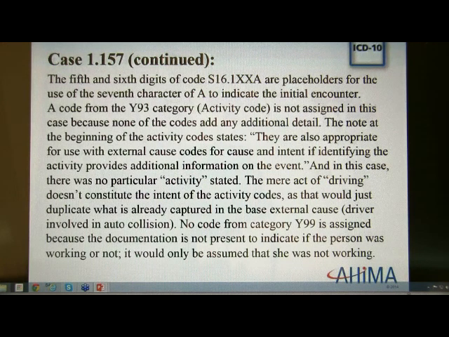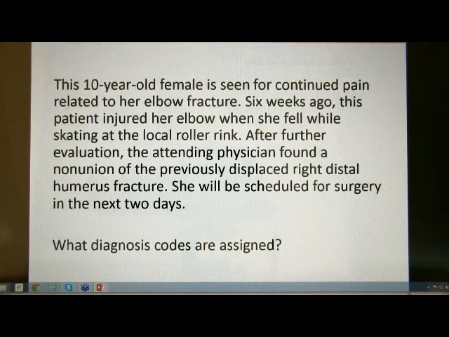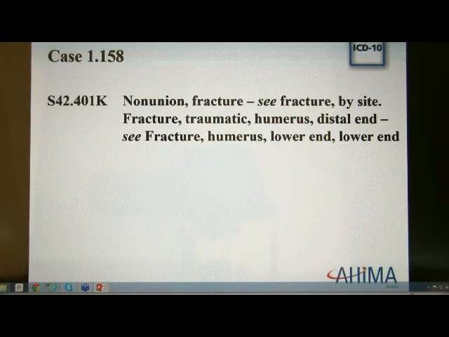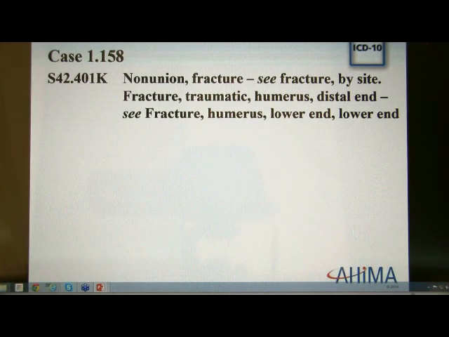Another example here, 10-year-old female seen for continued pain related to her elbow fracture. 6 weeks ago, the patient injured her elbow when she fell while skating at the roller rink. Further evaluation, the doctor found a non-union of the previously displaced right distal humerus fracture, and she's scheduled for surgery. So this is where we will go, and we will code that original fracture by site. And then the seventh character K there is for the non-union.